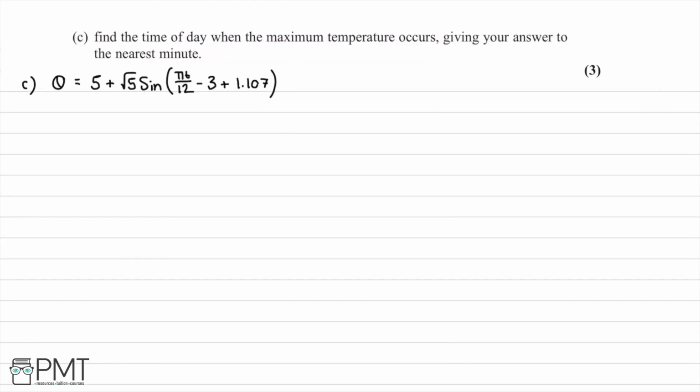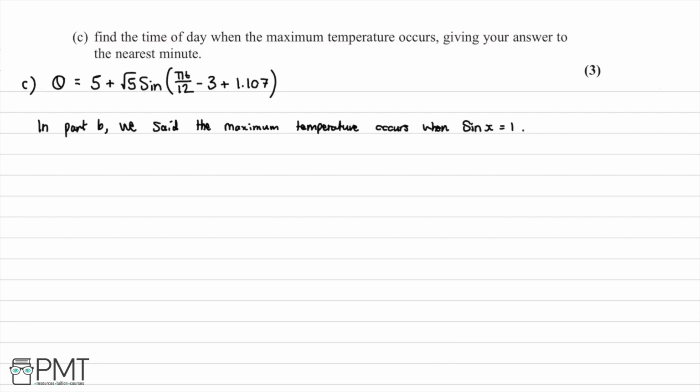So in part C of the question, we're asked to find the time of day when the maximum temperature occurs, and we're asked to give our answer to the nearest minute. So from part B of the question, we have this formula here. So we have that theta, which is the temperature, is going to be equal to 5 plus root 5 sine, then this expression here, pi t over 12 minus 3 plus 1.107. And we said that the maximum temperature occurs when sine x equals 1. So we're writing that down.